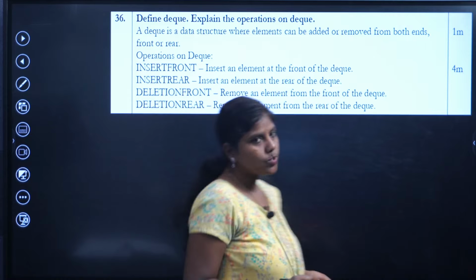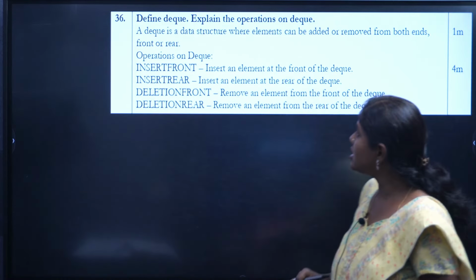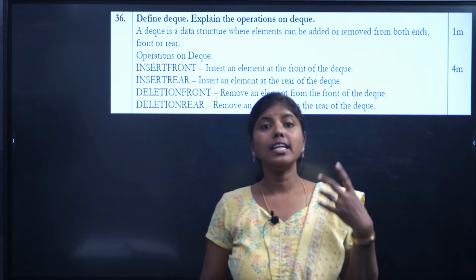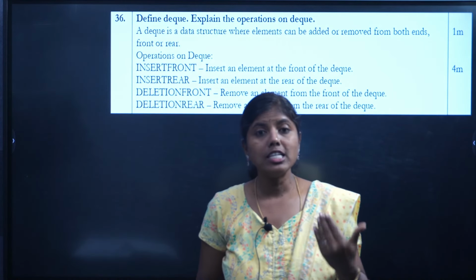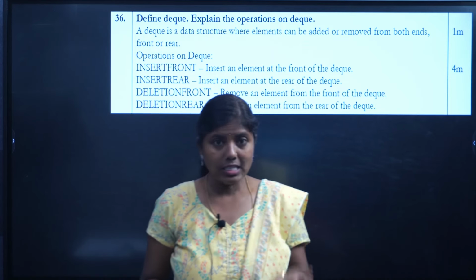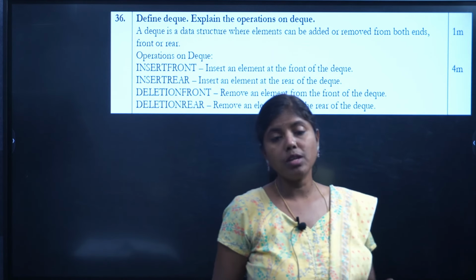Okay, so we'll go with the next question. What is there in the next question? The next question is define Deque. Explain the operations on Deque. Very simple. What is a Deque? Deque is a version of Q wherein insertion and deletion takes place from both the ends. That means inserting an element and deleting an element takes place from both the ends.